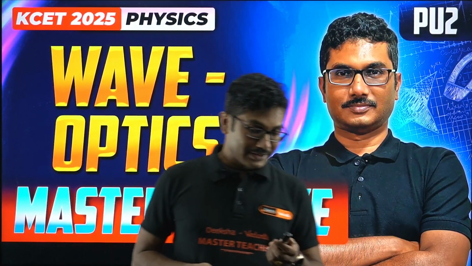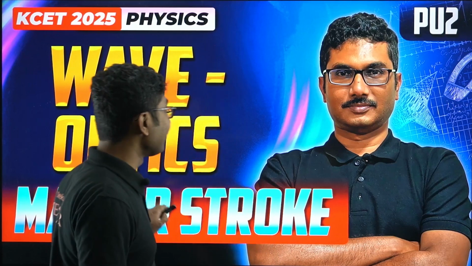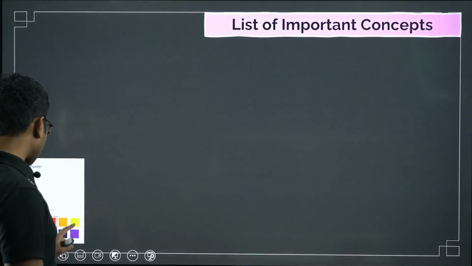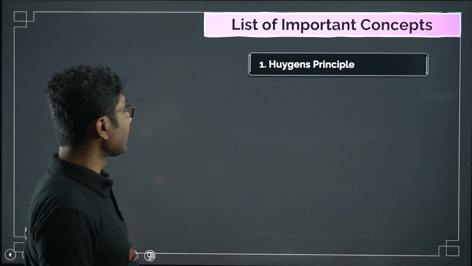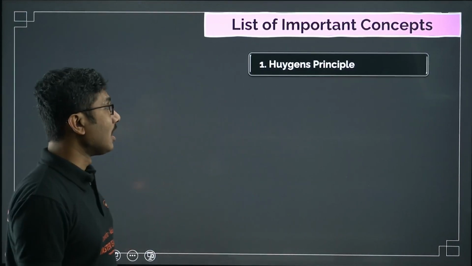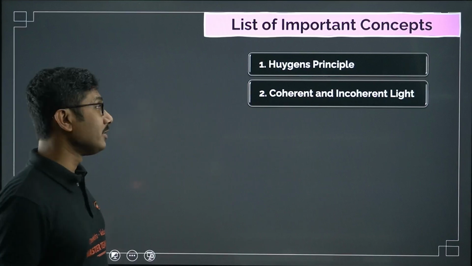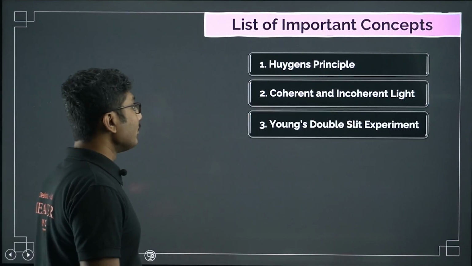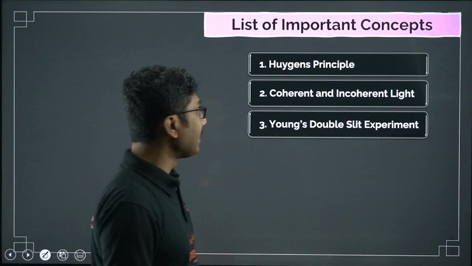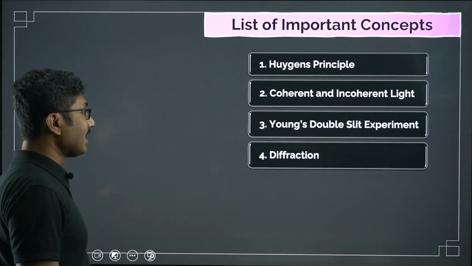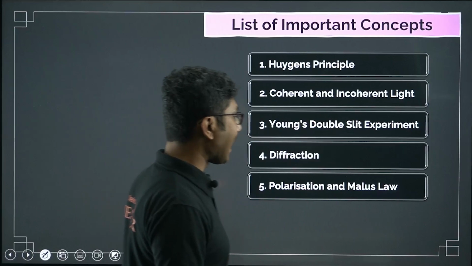So we are going to discuss that type of question as well. So without much delay, let us start with today's lesson. First we will look into the most important concepts from this chapter. They are Huygens principle, obviously the wave theory of light. Then we have coherent and incoherent light. We have Young's double slit experiment or YDSE. Then we have diffraction, then we have polarization and Malus law.